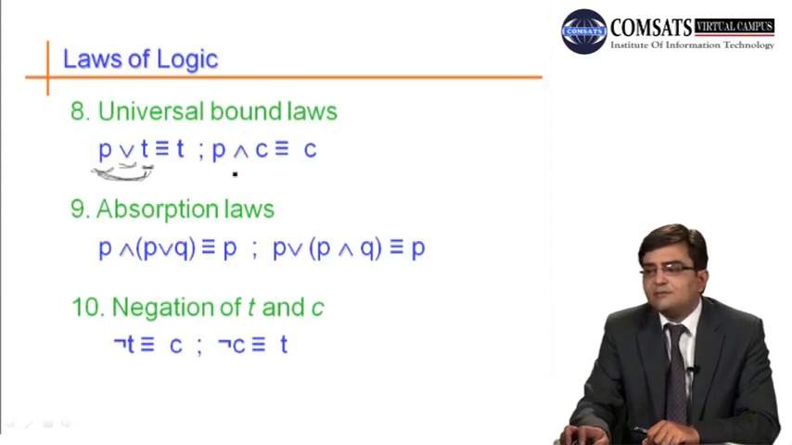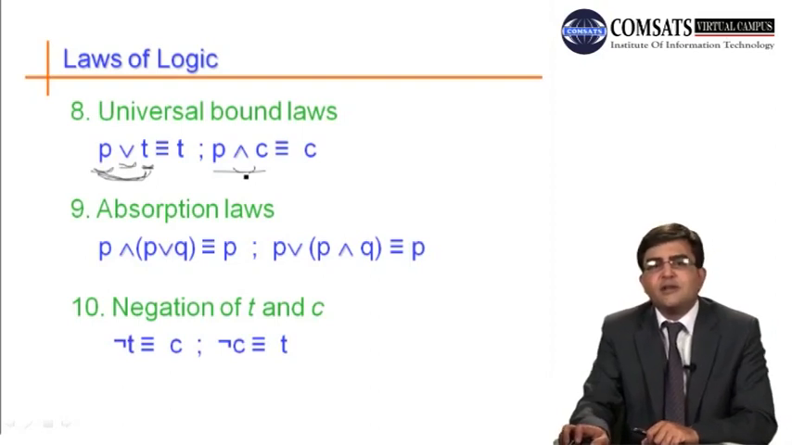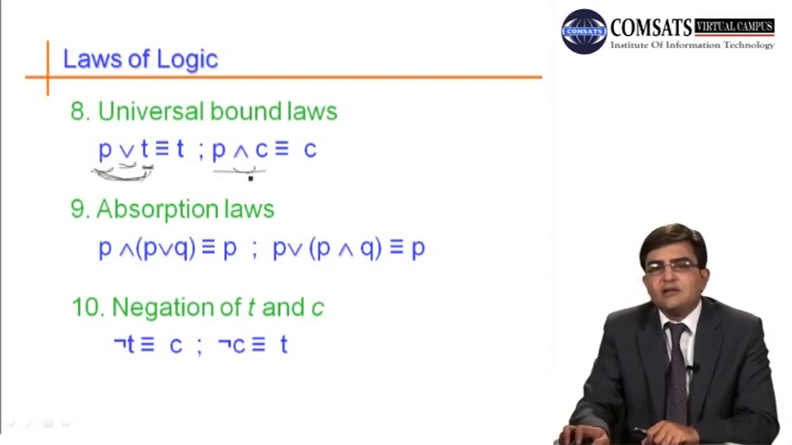Similarly, P and C. Now we have here the conjunction operator. The conjunction of two propositions is true when both propositions are true. As we have C here, which is a contradiction, which is always false, therefore this compound proposition P and C is always false, which is logically equivalent to a contradiction.